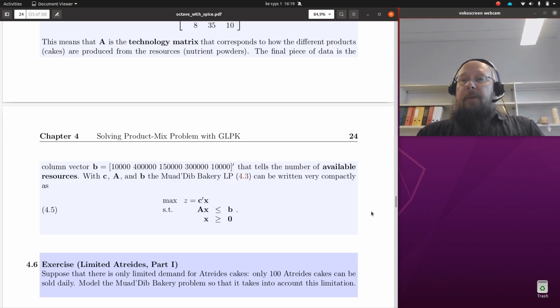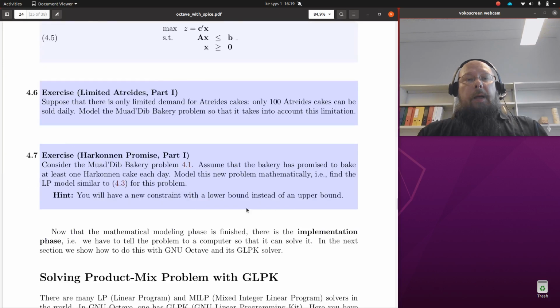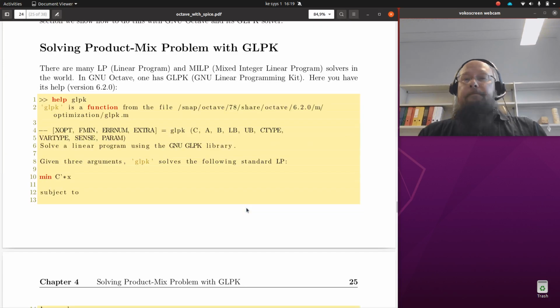And of course, since this is a mathematical model, we can basically forget where it came from in order to solve it. Octave will not care, and the mathematical algorithm will not care what the interpretations of this problem are. So basically, we are looking for a way to solve a problem like this: maximize Z equals C prime X subject to constraints AX less than or equal to B and sign constraints X is non-negative. And how to do this with Octave?